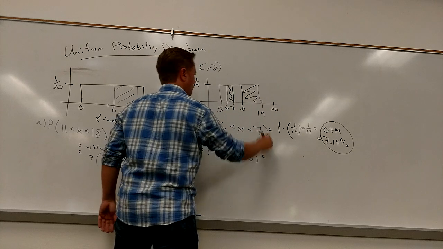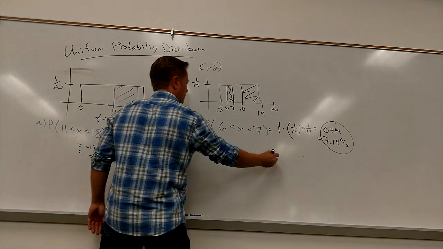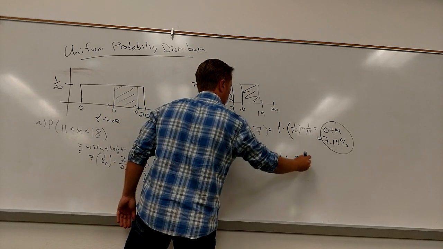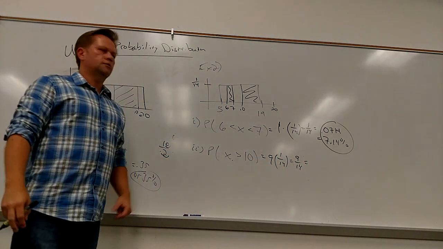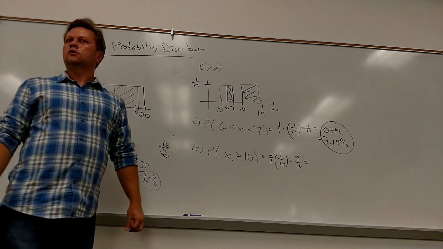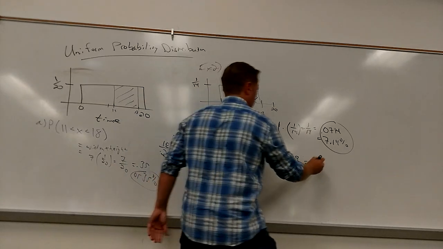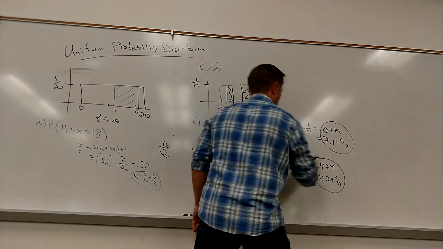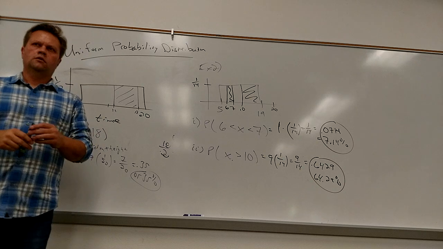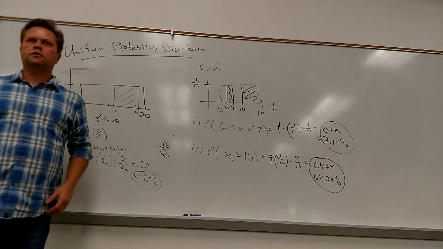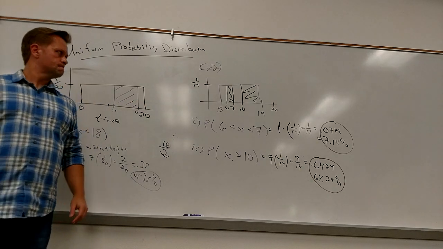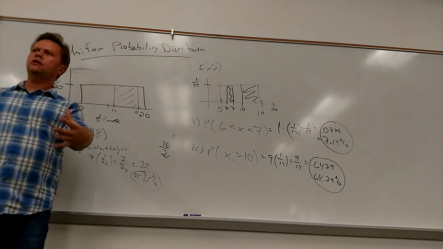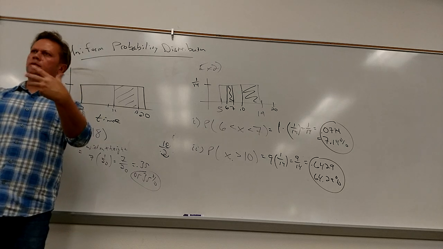And what's the area of that? What's the width? 9. The height? 9/14, which is 0.642. And that makes sense. It's a decent chunk of the picture, right? Okay, I like it. So the picture helps you set up the problem, and then it helps you make sure the answer makes sense.